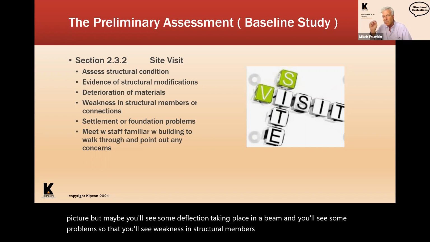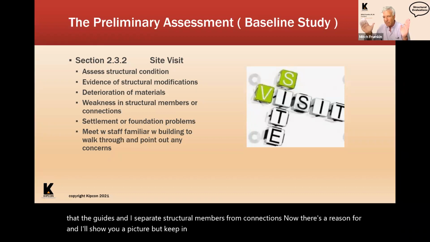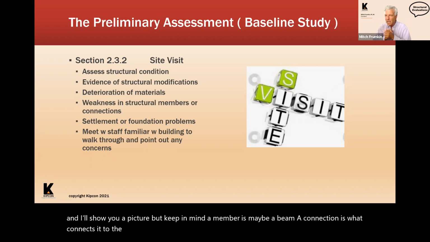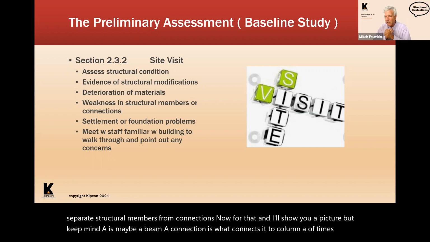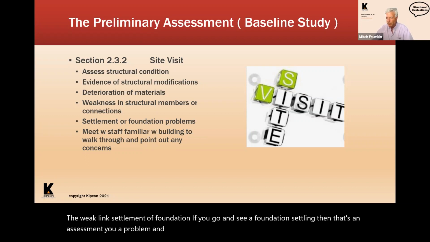Now you'll see that the guides and I separate structural members from connections. Now there's a reason for that, and I'll show you a picture, but keep in mind, a member is maybe a beam, a connection is what connects it to the column, and a lot of times the connection is the weak link. Settlement of foundation. If you go and see a foundation settling, then that's an assessment, you see a problem. And again, meet with the staff familiar with the building to walk through and point out any concerns.